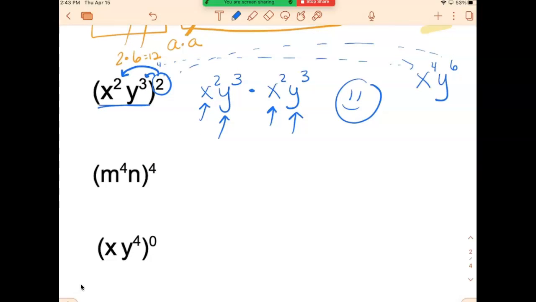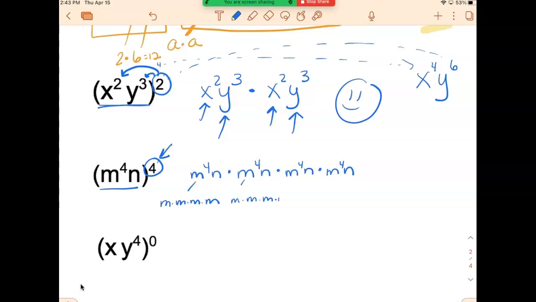Okay, so we have 4 of m to the fourth n. So I'm going to write m to the fourth n times m to the fourth n times m to the fourth n times m to the fourth n. So I have 1, 2, 3, 4 of those. I got that from here. Whoops, I just accidentally erased an m. Okay. Now remember that this means m times m times m times m. If I did that every time, I'm going to have a lot of m's.